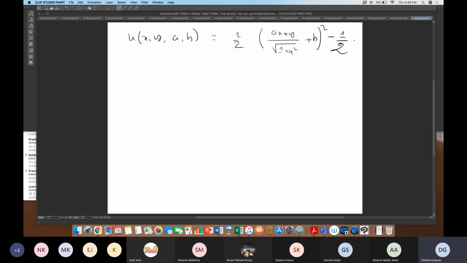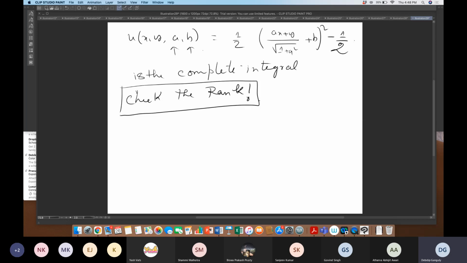Correct? So you can prove that for a, b in R, this is a complete integral. It's the complete integral. Of course, you have to check the rank of that matrix. Please check the rank. The complete integral. But how to get the singular integral?